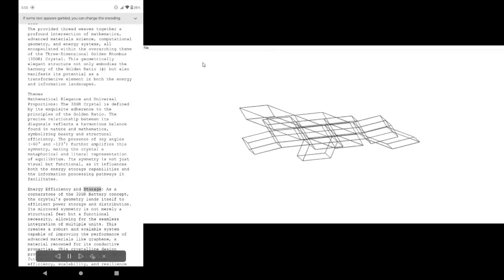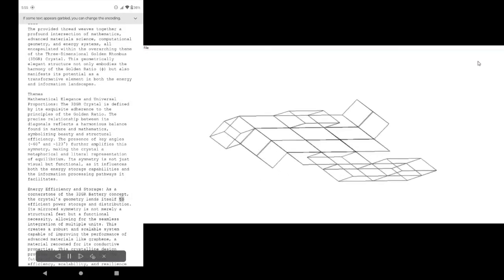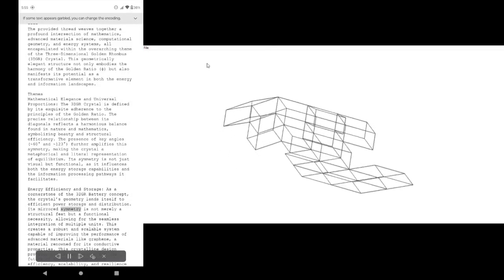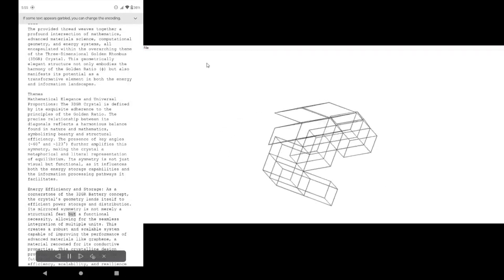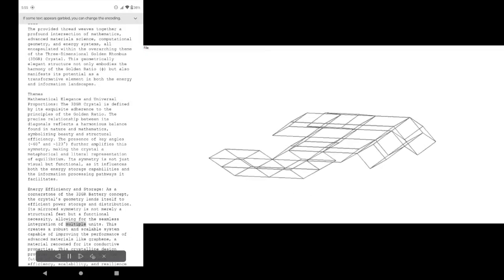Energy efficiency and storage. As a cornerstone of the 3D jar battery concept, the crystal's geometry lends itself to efficient power storage and distribution. Its mirrored symmetry is not merely a structural feat, but a functional necessity, allowing for the seamless integration of multiple units.